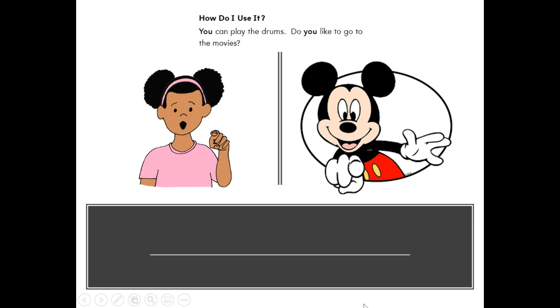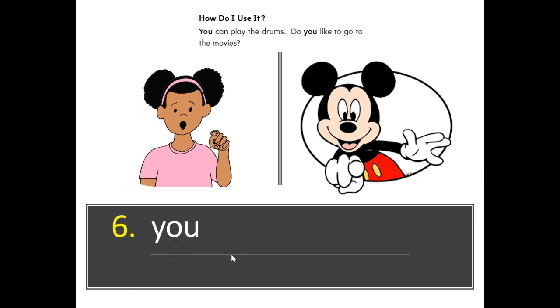What do you notice or see? I notice or I see. Well, I notice that this girl is pointing at me or you. And I notice that Mickey Mouse is pointing at me as well. So how are these pictures the same or similar? They both. So finish your thinking. I would say they both are pointing to you.